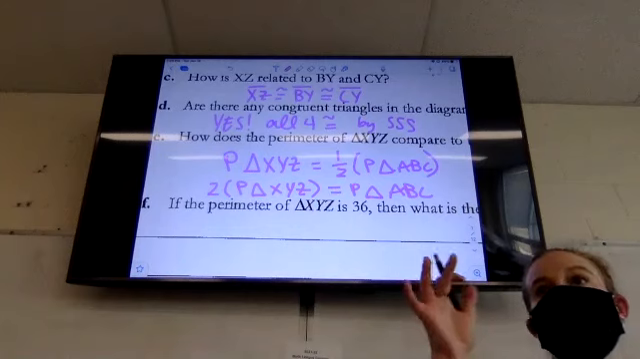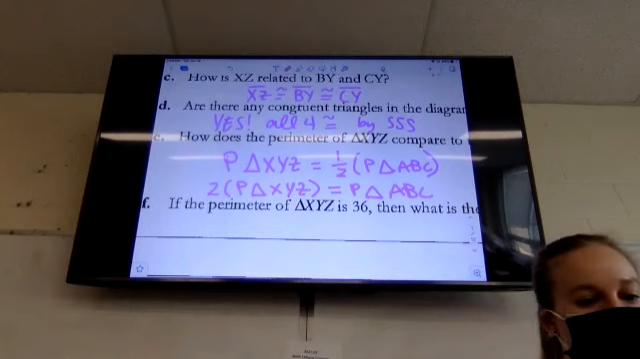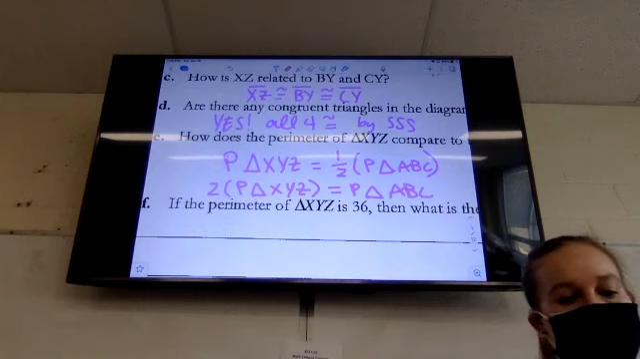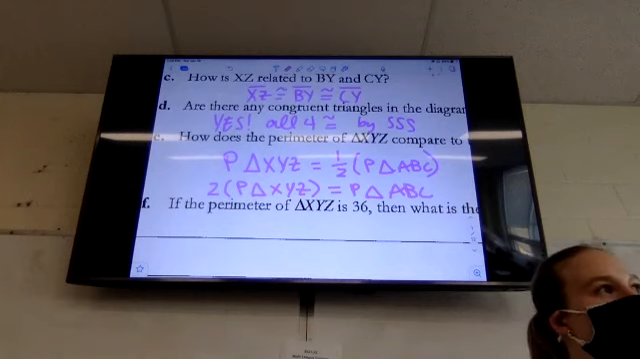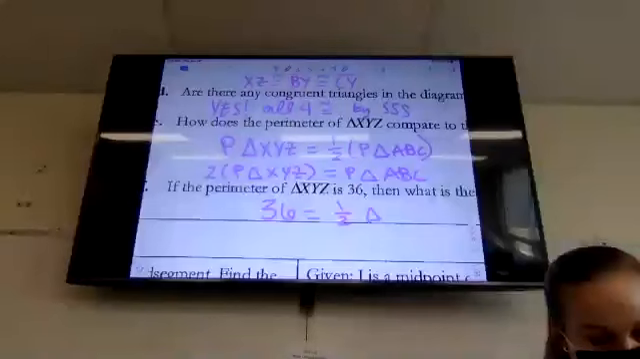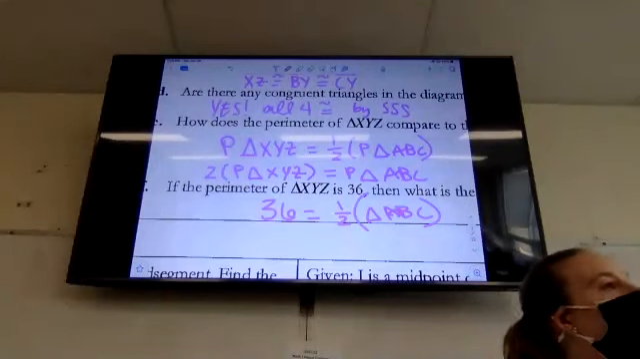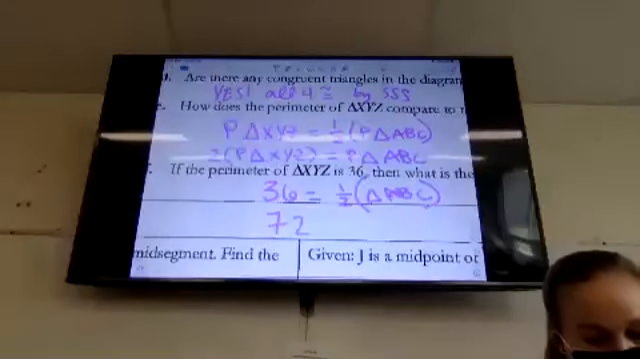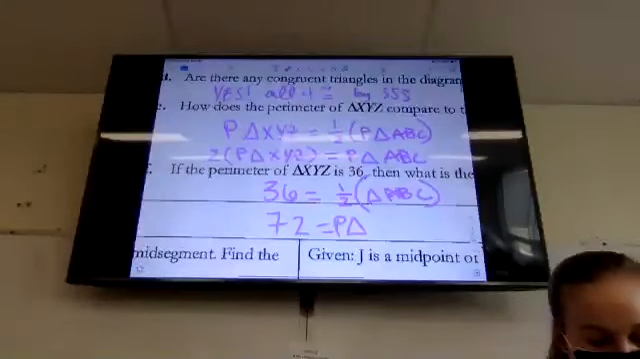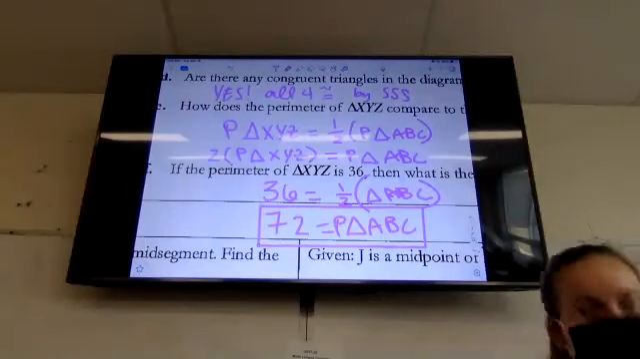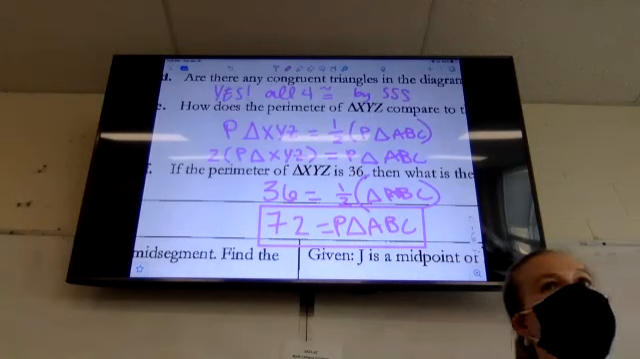All right, we had to do E to figure out how the perimeters relate, and now we're going to look at F. It says if the perimeter of XYZ is 36, then what is the perimeter of ABC? Rosie, why? 36 equals half of triangle ABC. So if we multiply by 2 to get rid of that 1/2, we get 72. Perimeter of ABC. Awesome. Everyone feeling okay about that? No complaints?